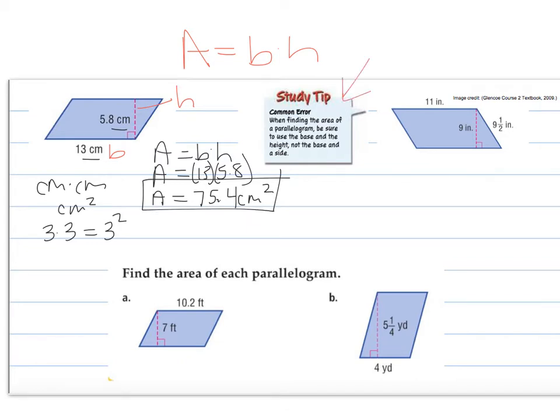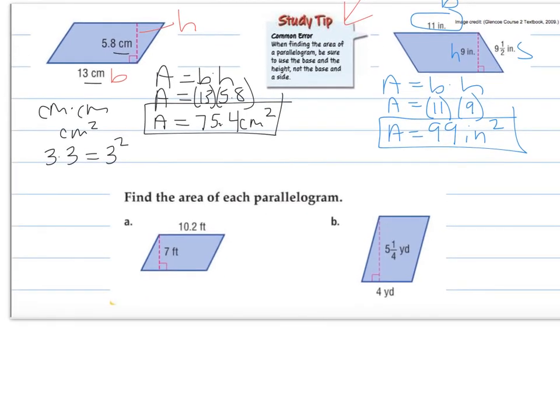So a common error, this is kind of what I was mentioning with base and side. Find the area of a parallelogram, be sure to use the base and the height, not the base and a side length. So here's your base and your height. This is a side length. We'll use that if we were to find the perimeter of the shape, the distance around. So here we are doing area equals base times height. When my base is 11 and my height is 9, notice I just replaced the variables which are known. 11 times 9 is 99, and that is inches squared.